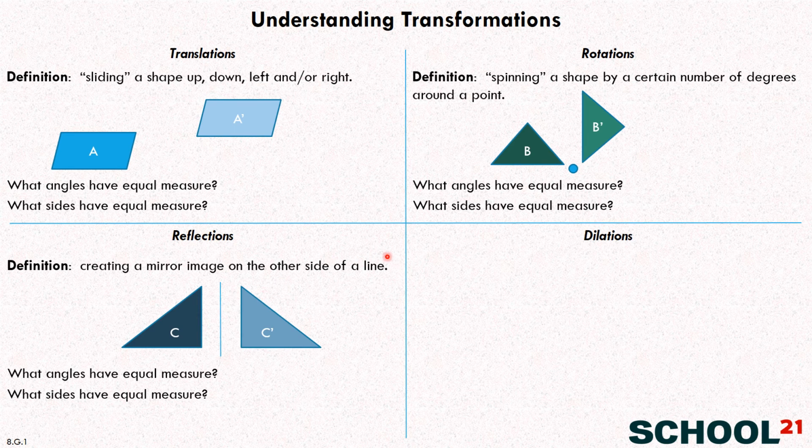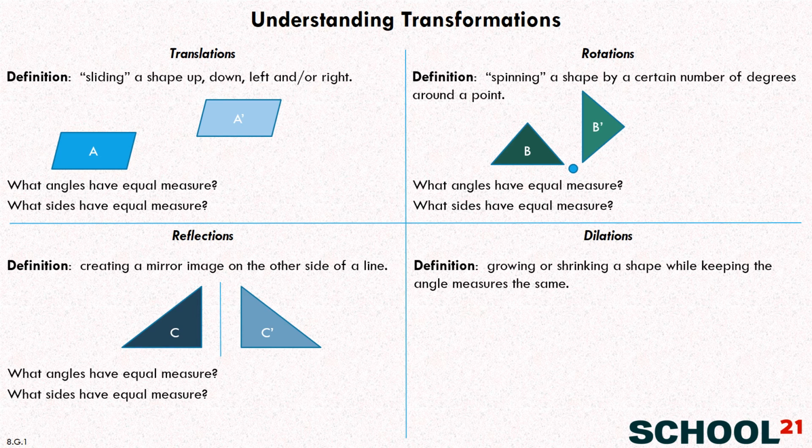All right, now let's look at something that's a little bit different. It's called a dilation. And what a dilation is, is just growing or shrinking a shape while keeping the angle measures the same. Okay, so the side lengths will be different, but the angles will be the same. Let's take a look at an example. So here is shape D. And what I'm going to do is I'm going to shrink this by 40%, and I'm going to get shape D prime. Okay, so you can see it's like a little mini-me for D, right?